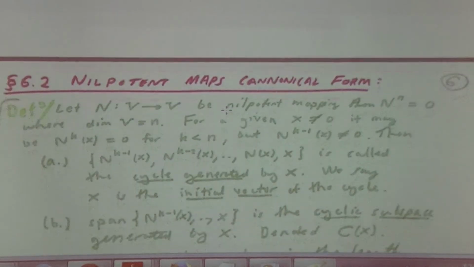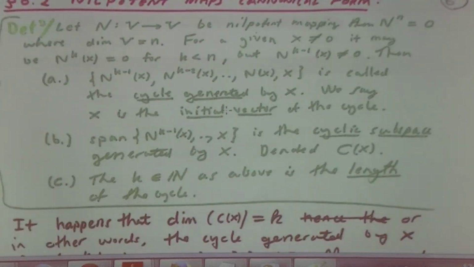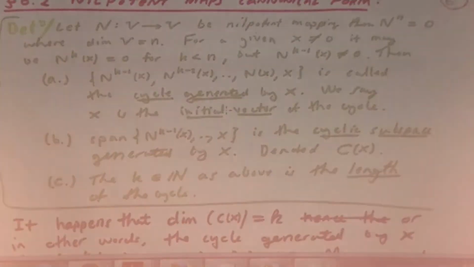Nilpotent maps. All right. So section 6.2 is about nilpotent maps. What is a nilpotent map? Well, let me put the projector away and write for a while for the rest of class. Just for a little bit.